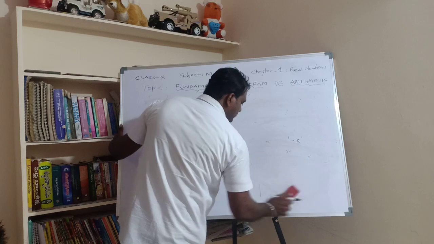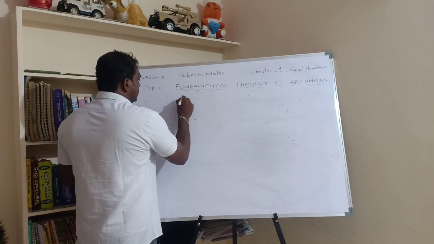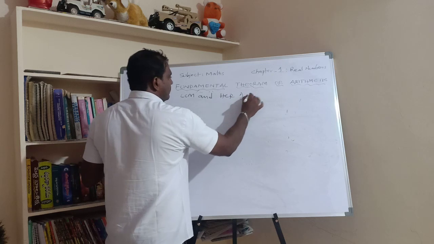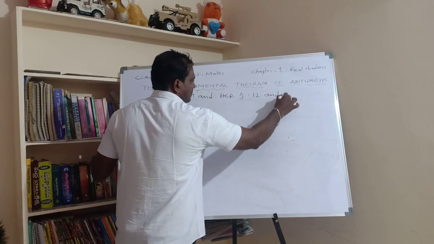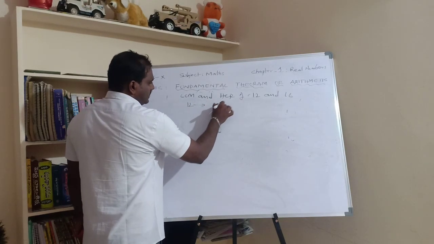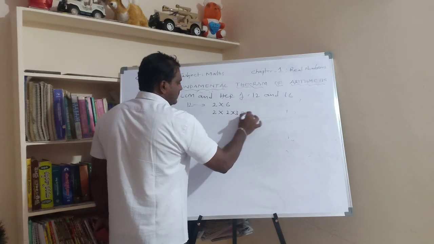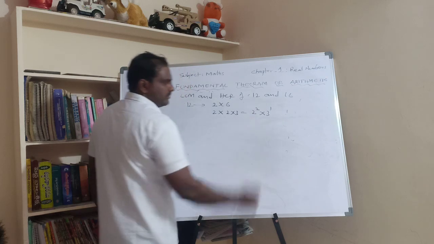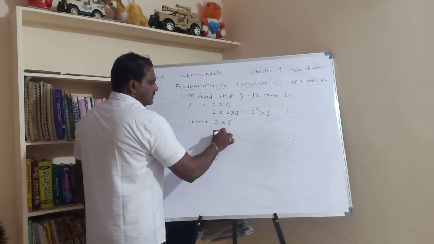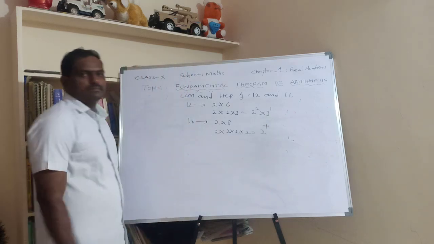So we will check with one more example. Find LCM and HCF of 12 and 16. So 12 can be written as 2 into 6. 2 is a prime number, 6 is not a prime number. 2 into 2 into 3, that is 2 power 2 into 3 power 1. 16 can be written as 2 into 8. 8 can be written as 2 into 2 into 2. How much was it? 2 power 4.